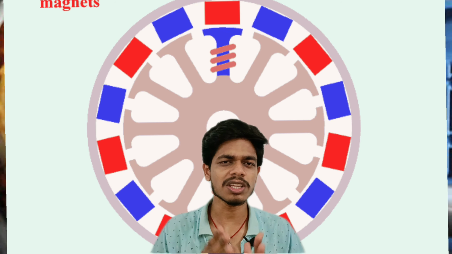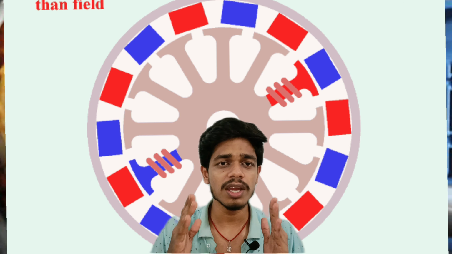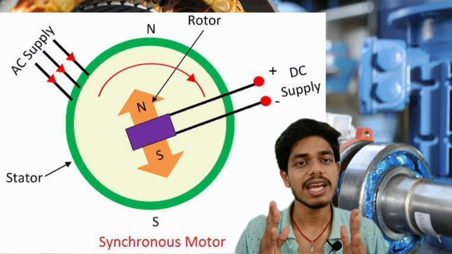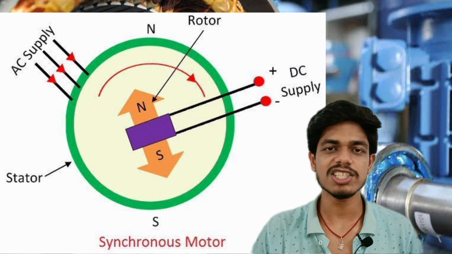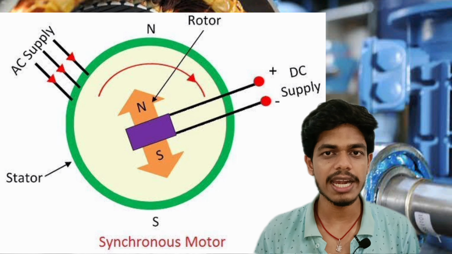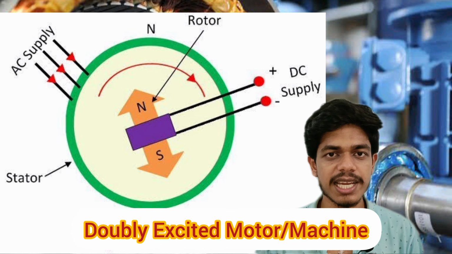Here is another shocking thing: this motor is not self-starting. To make this motor self-starting, we give an external DC supply to the rotor of this motor. As we give AC supply to the stator of this motor and DC supply to the rotor, we call this motor a doubly excited machine.